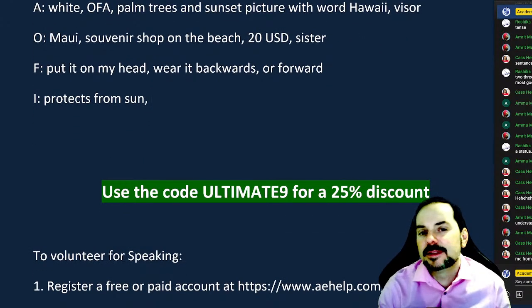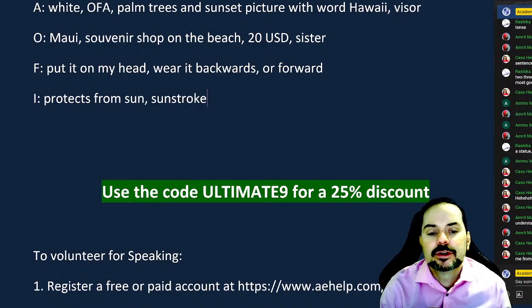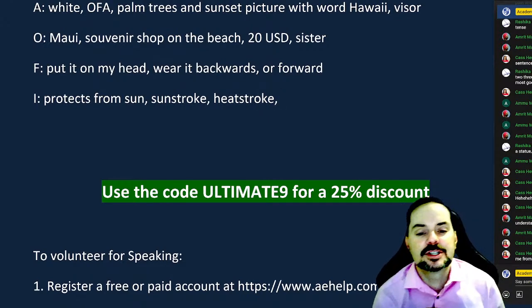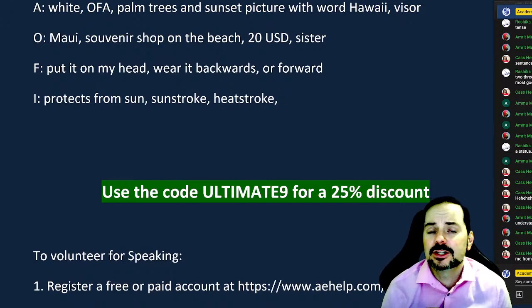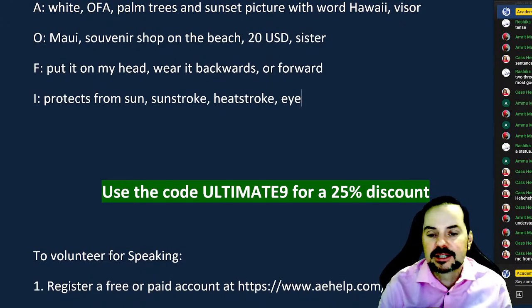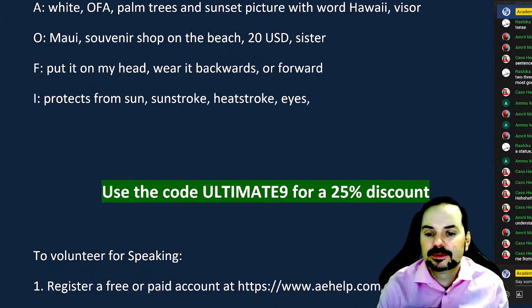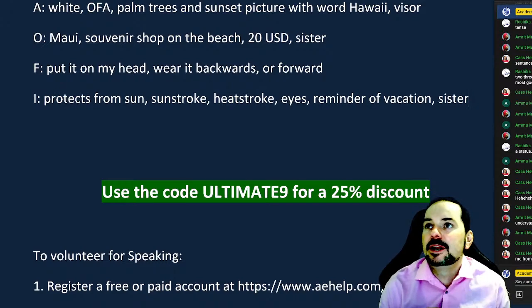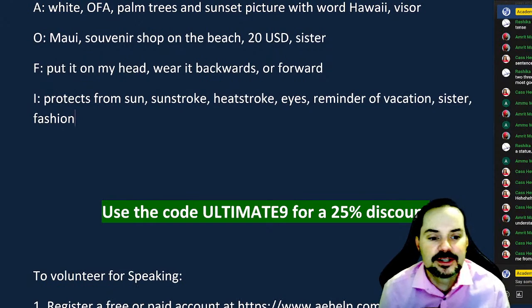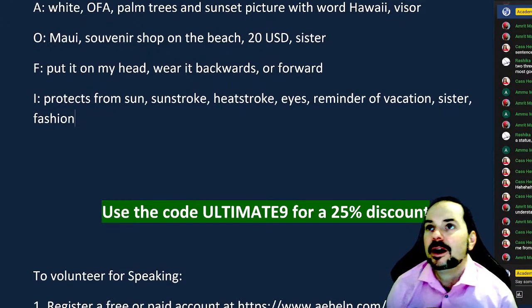Now, protecting from the sun, that's something that you might remember without writing it into your notes, but you might remember words like sunstroke or heat stroke. Okay, so if you get too much sun or if your head becomes too hot, you can get what's called sunstroke or heat stroke, and that's where you get really dizzy and then you pass out. And maybe you remember that, oh yeah, it protects my eyes. Okay. All right. Also, you might remember that it reminds you of your vacation. Okay. And your sister. Okay. And Anish says for fashion, it actually looks good. Okay. It's a nice article of clothing to wear in the summer. Absolutely, Anish. Don't forget about the easy thoughts, right?